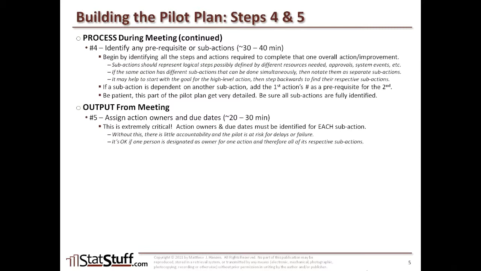So it's okay if there's one person that you might have designated as an owner for one action, and therefore all the respective sub-actions roll up to that same owner. That's okay if that happens. This part of the meeting also makes people very uncomfortable. It's because they're not always comfortable with figuring out who the right person is. You might notice a lot of silence from folks, but that's okay. Don't let that stop you from continuing and moving forward with this.